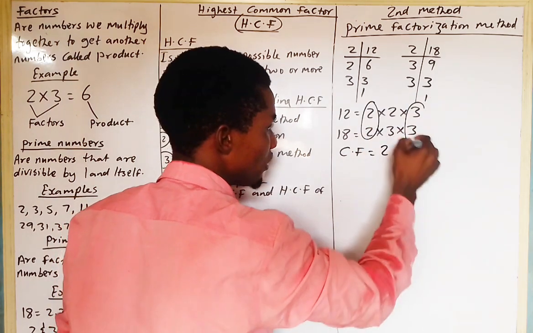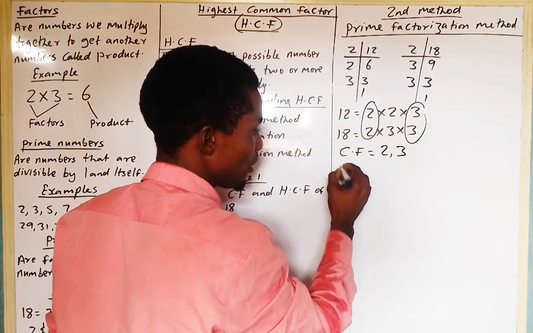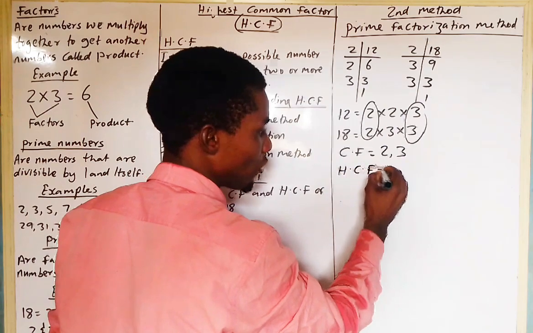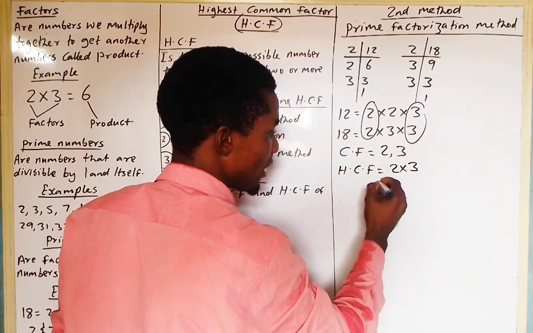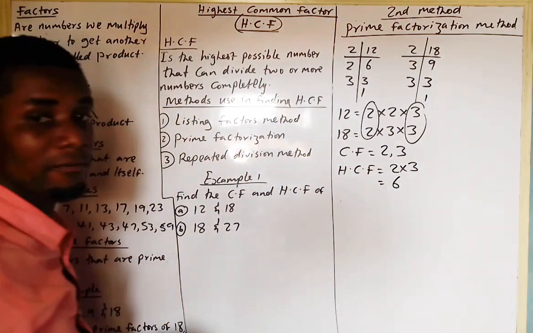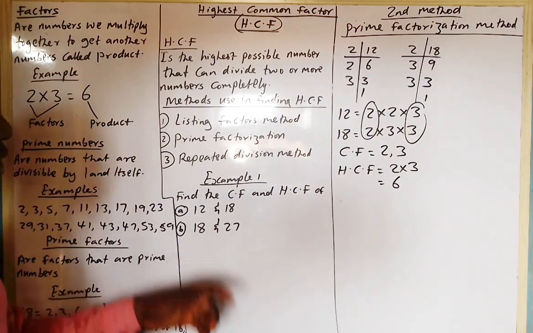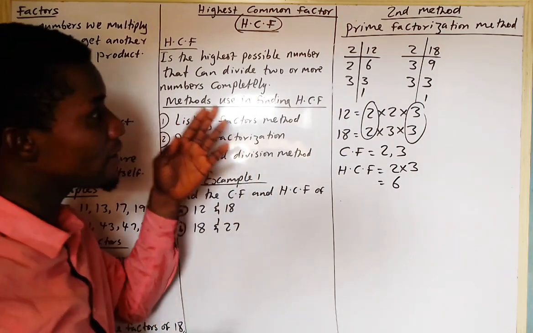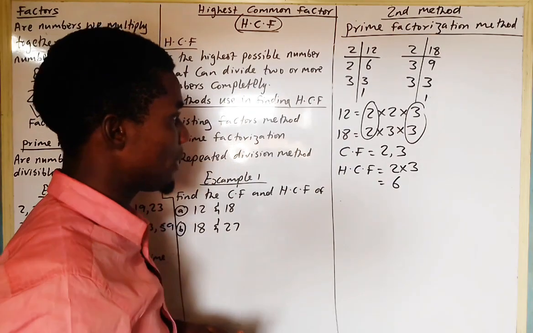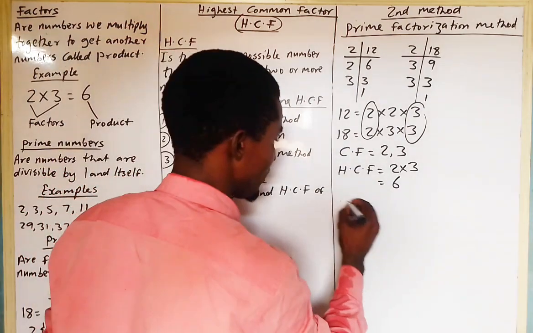2 is common. 3 is also common. Now to find my highest common factor, I'll say 2 times 3, and that will give me 6. That's how to find the highest common factor of the number using prime factorization method. Now let's find the second one.